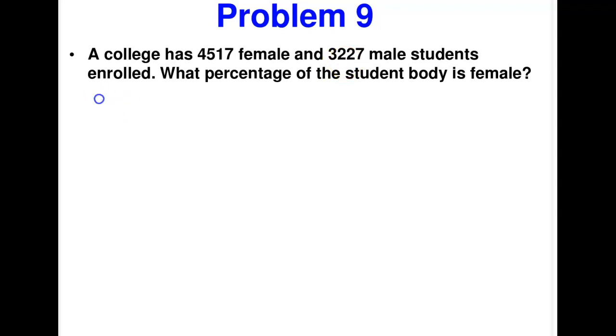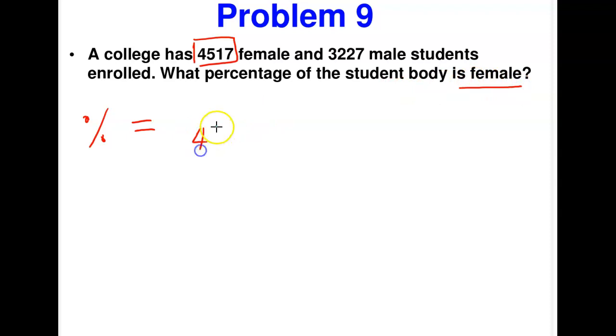So the first thing we're going to do here is get a total number. Of course, don't forget the total was not given in this case, so you have to punch that into your calculator and get it. The total will be adding these. We're looking for the percentage of the female students. So what percentage of the body is female?